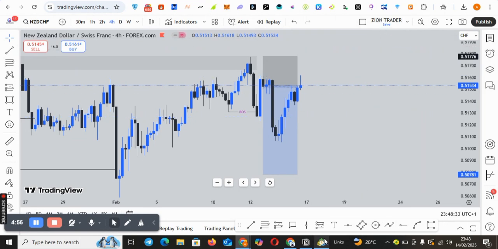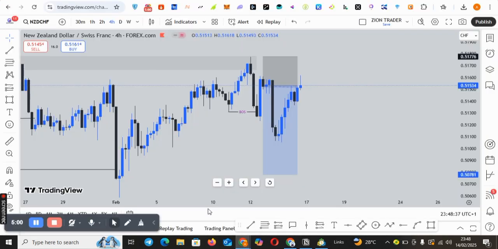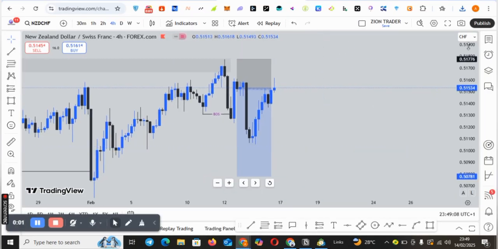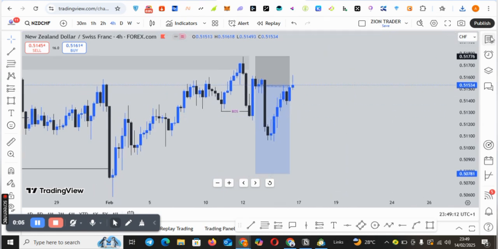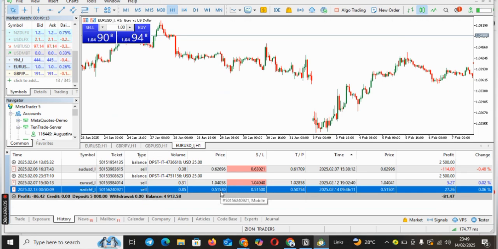This is for the EU trade, guys. This is how all the trades I took. So that's just it, guys. I actually have a lot of setups that I'm looking at taking next week. I've already analyzed everything.